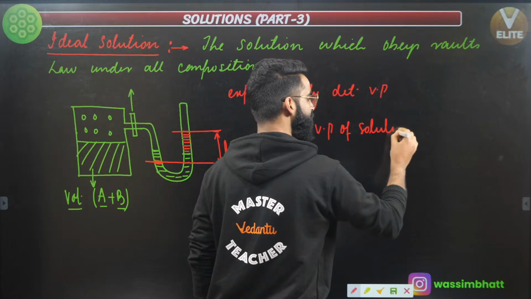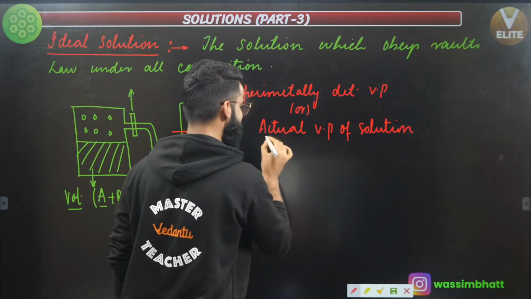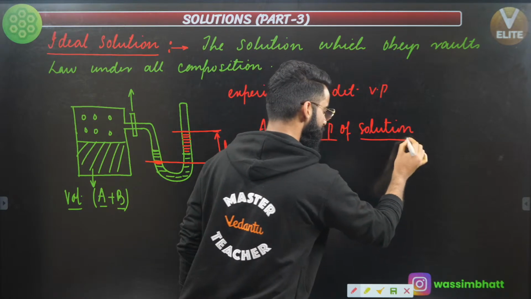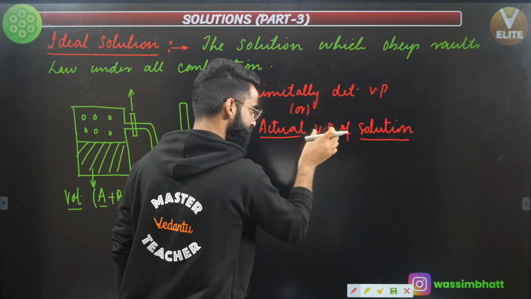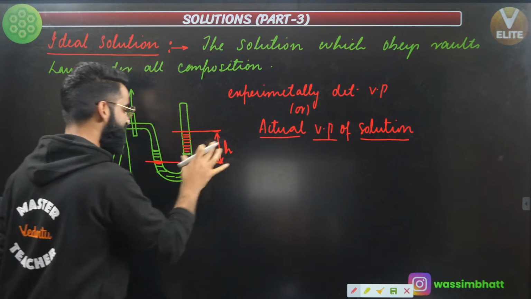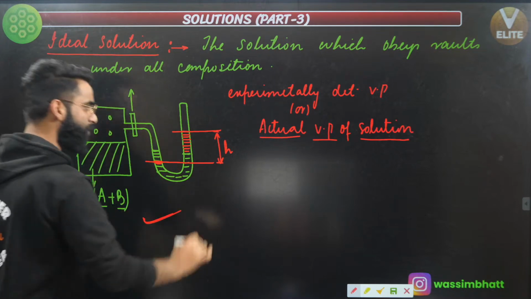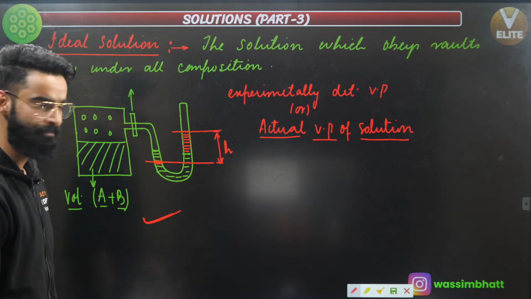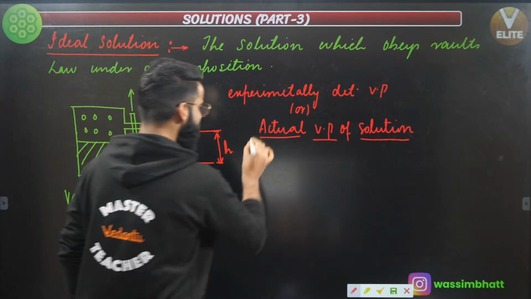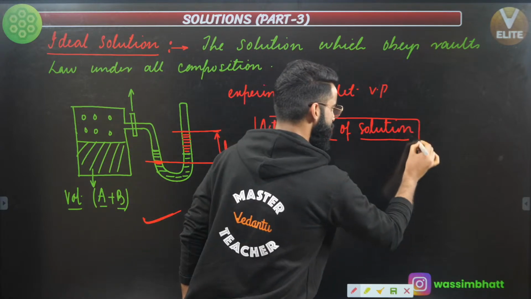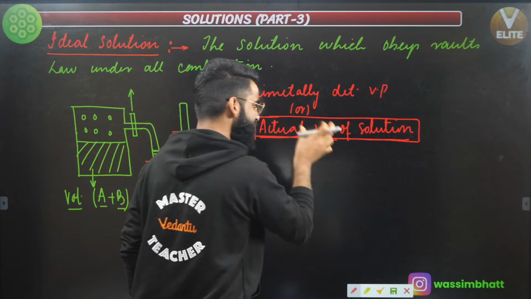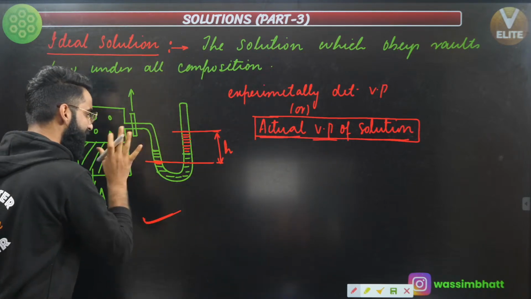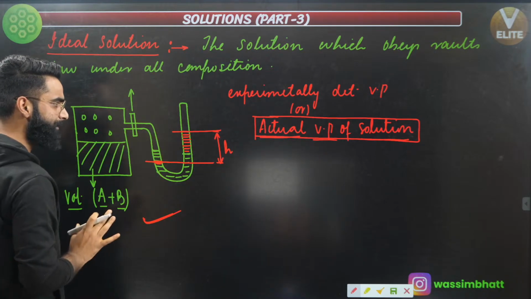So first of all, be careful with the terminologies. Whenever I say actual vapor pressure of solution, one thing should strike your mind. That means I'm talking about the vapor pressure of the solution which I have calculated experimentally by using this manometer over here, right? Okay. So people, the actual vapor pressure of the solution, or you can call it the experimentally determined vapor pressure of the solution, is the vapor pressure which I measure experimentally by using the manometer, right?